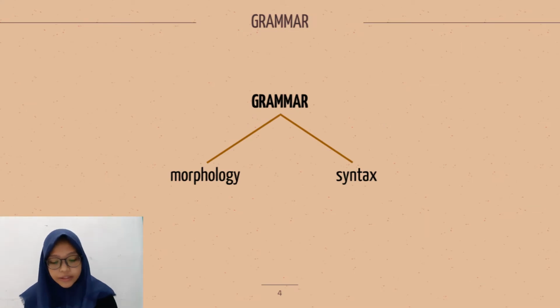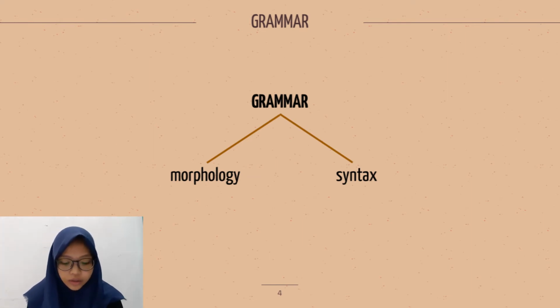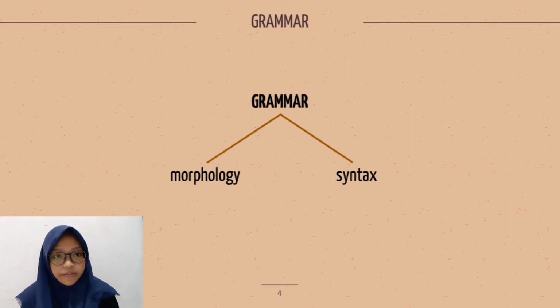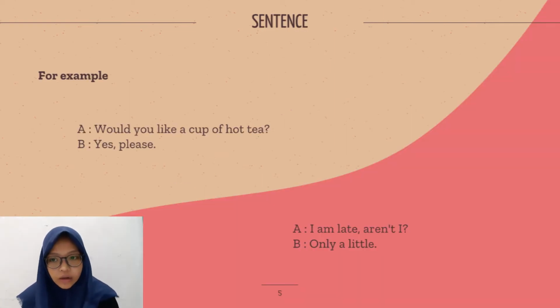Now let's talk about syntax. Grammar, syntax, and morphology are related. The terms relate to different aspects of the language system. So we can conclude that grammar is often used as a superordinate, while syntax and morphology are members of the category. Now let's move to the sentence. From the last one, we can see that a sentence means a group of words that has a subject and a verb.